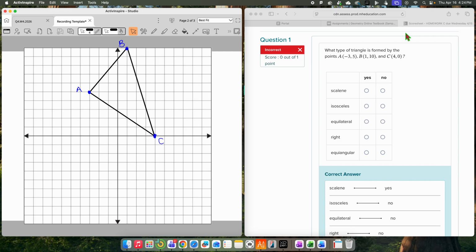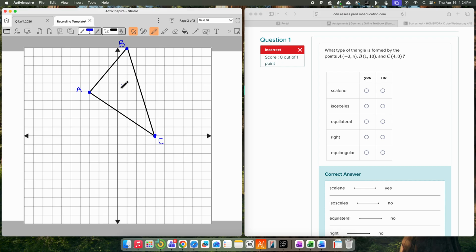Okay, for this problem, whenever you're seeing coordinates, you should probably graph them. That's going to be the easiest way to do this problem. And we're trying to figure out if it's scaling, which means every side's a different length. Isosceles means two are the same, one's different. Equilateral means they're all the same. Right, we're probably going to have to look at slopes to figure that out, and then same thing for equiangular. But if it's equilateral, it would automatically be equiangular.